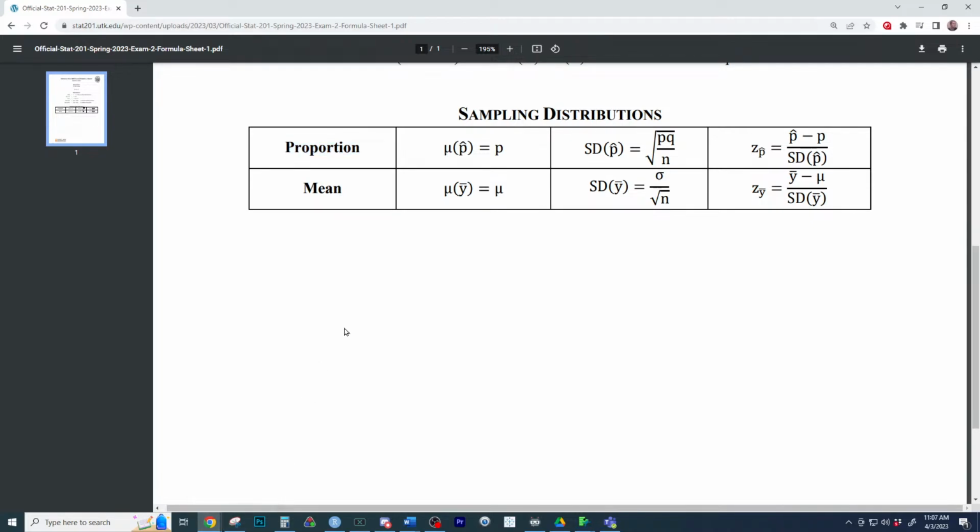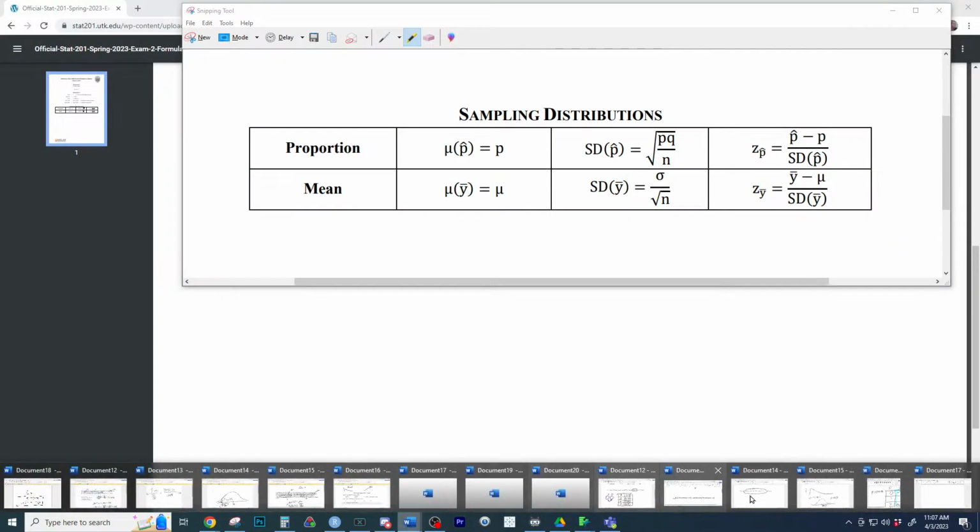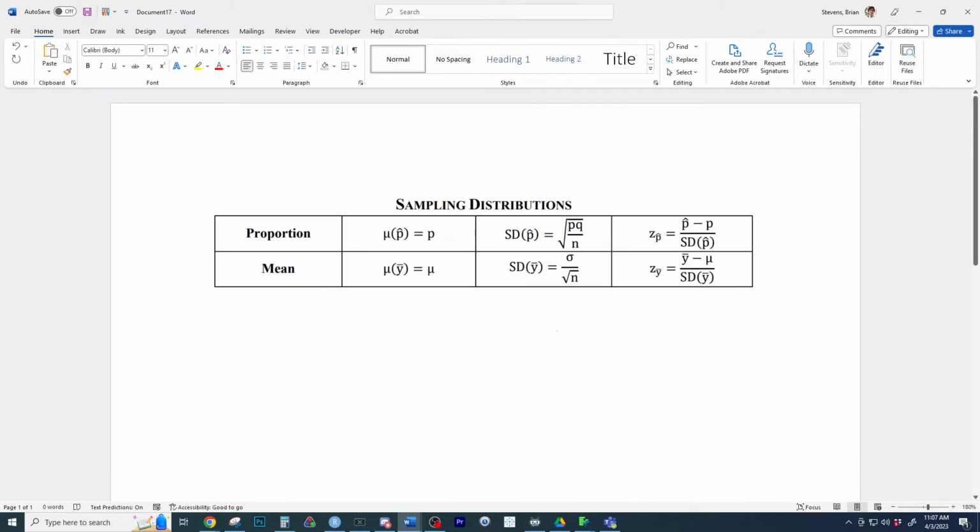What do we have to know on this form right here? We have to know our what. Notation. Notation, brother. You're going to know the notation.